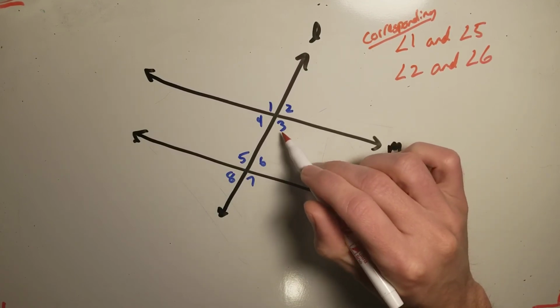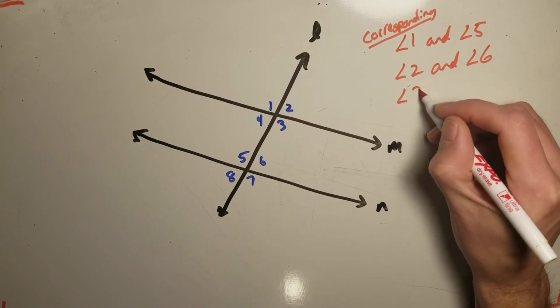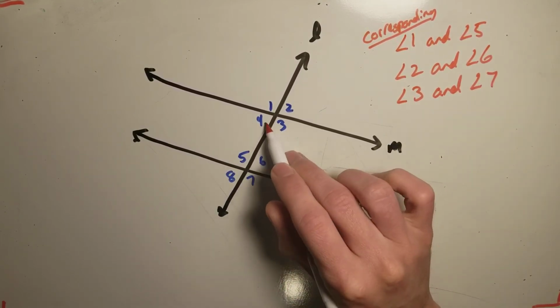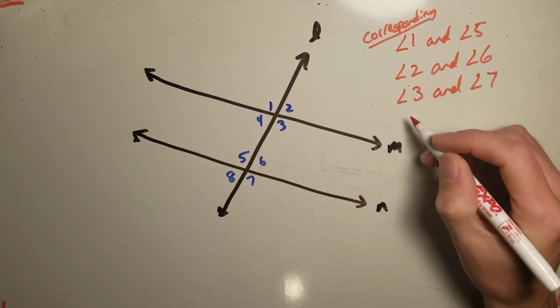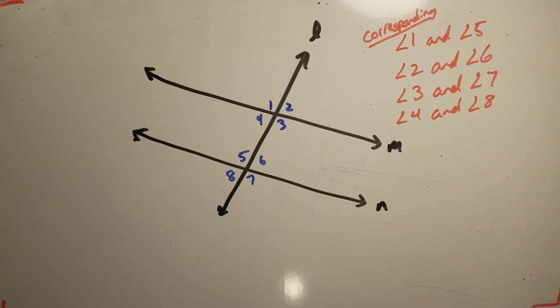Then angle 3 goes in the bottom right. That's going to correspond with angle 7 here. Angle 3 and angle 7. And then angle 4 corresponds with angle 8. Angle 4 and angle 8. This is another pair of corresponding angles.